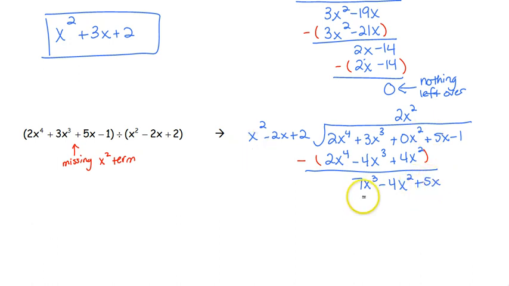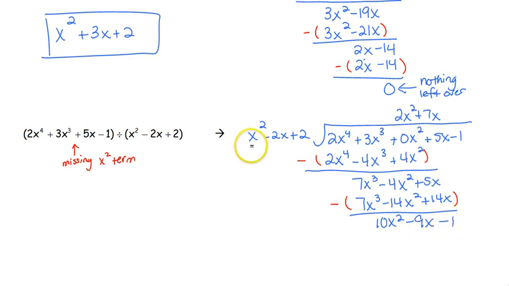So we look at the x squared and the 7x cubed. What do we have to multiply x squared by to get 7x cubed? And that is 7x. So 7x times x squared is 7x cubed. 7x times a negative 2x is a negative 14x squared. And 7x times 2 is a positive 14x. Alright, so we go ahead and we subtract what we just found. So 7 minus 7, those cancel. A negative 4 and a positive 14 is going to give us a positive 10x squared. 5 minus 14 is going to give us a negative 9x, and we bring down that negative 1.